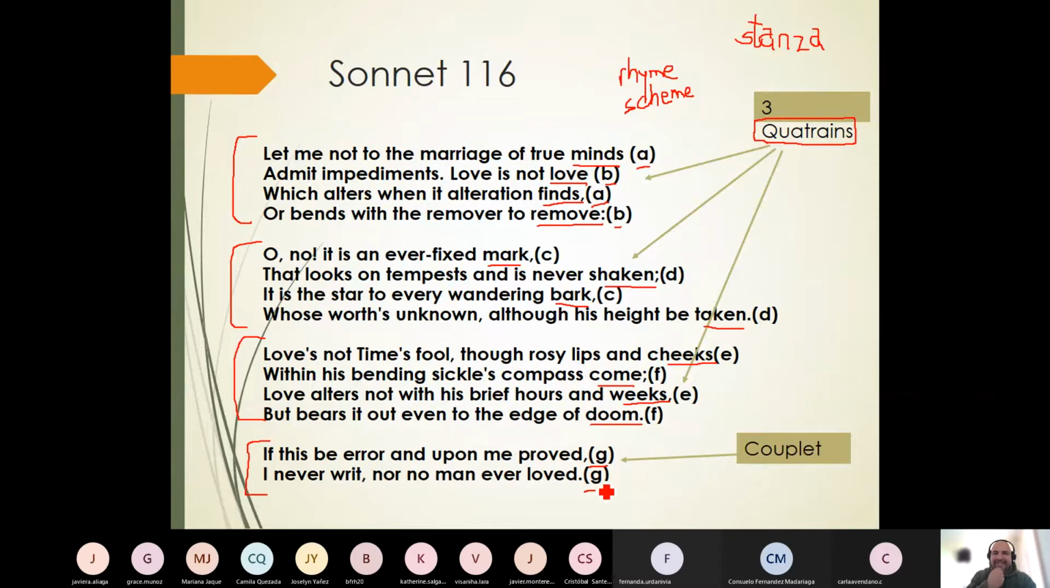But the thing is that in general, the rhyme scheme follows this: A, B, A, B, C, D, C, D, E, F, E, F, and G, G. That's how a sonnet is expected to behave, or what it is expected to look like, okay? We can test this.